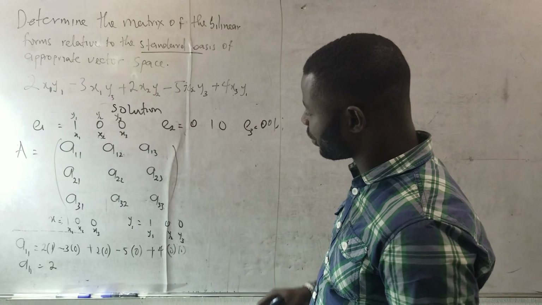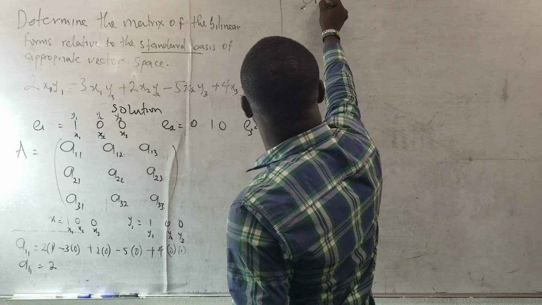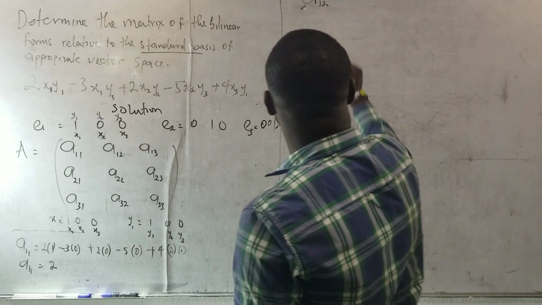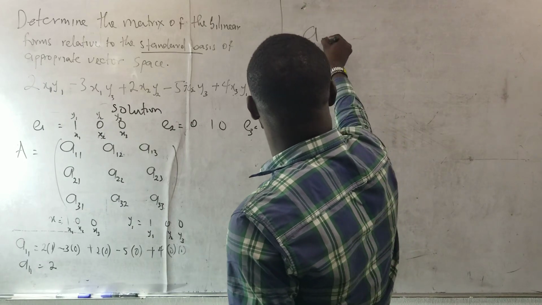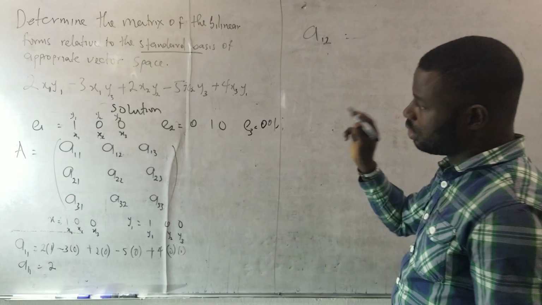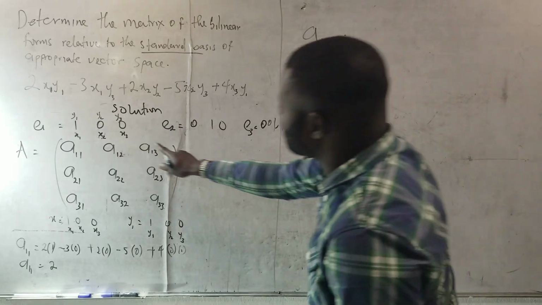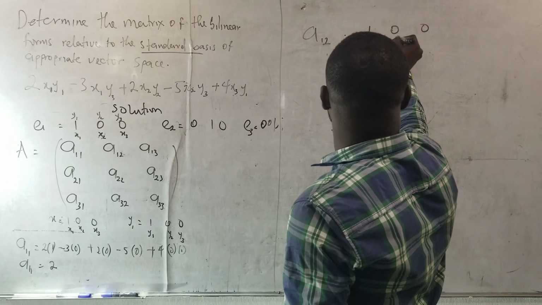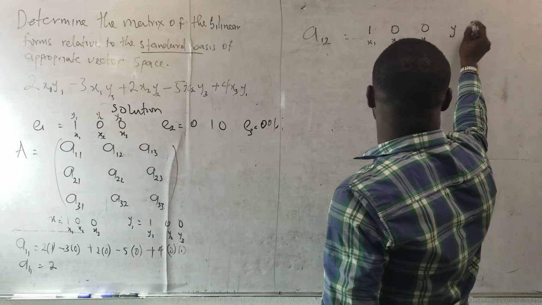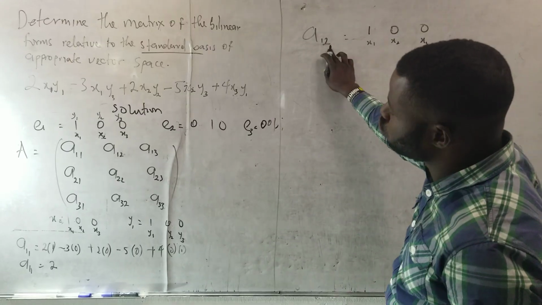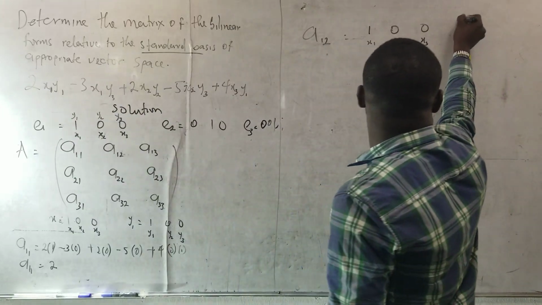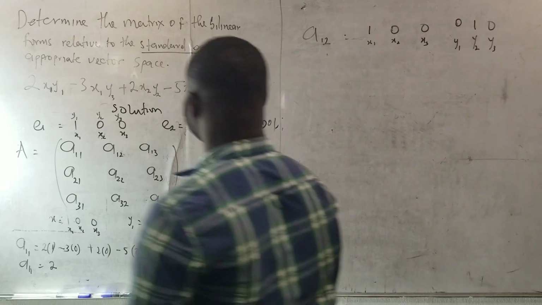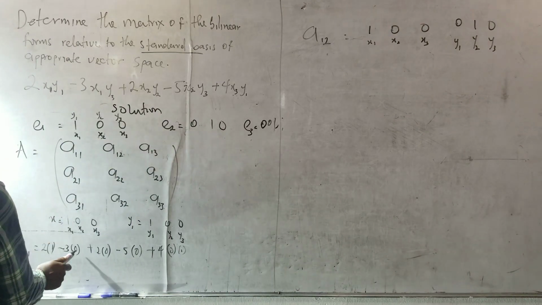Now the next one is going to be A12. My A12 means, at this junction, just let this come to your mind: 1, 2. It means I'm talking about x as 1, 0, 0, with x1, x2, x3. Now y will be 0, 1, 0, with y1, y2, y3. Take note of what I'm just telling you. That is your A12.